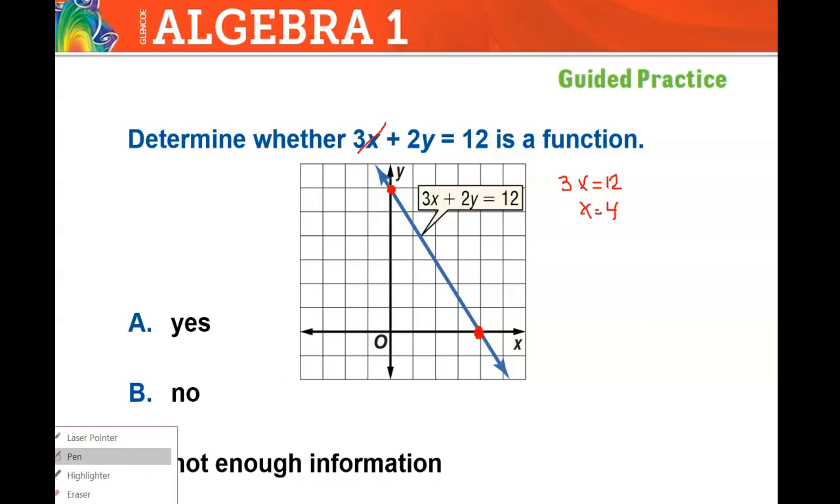Now the question becomes, does this pass the vertical line test? So drawing in vertical lines straight up and down, do I ever hit that graph more than once? And the answer is no, I never hit it more than once. So yes, this is a function.